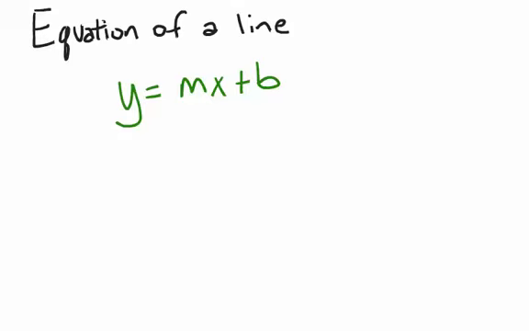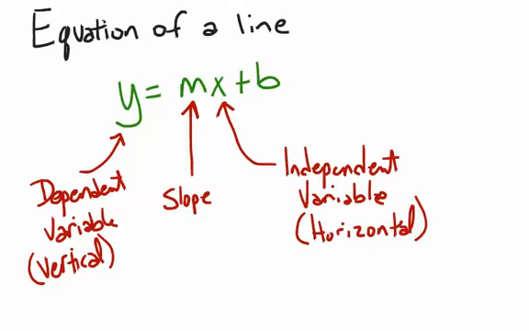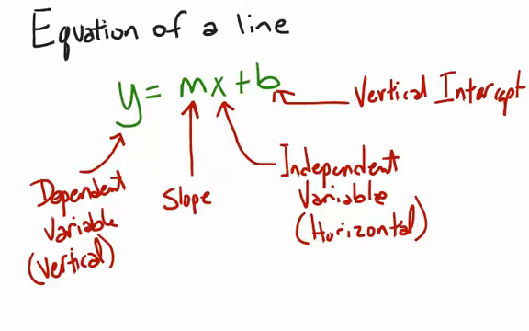In this video, we're going to learn about the equation of a line and how to find it from a graph. In math, you may have learned that the equation of a line looks like y equals mx plus b, where y represents the dependent variable, or the vertical axis variable, m is the slope of the line, x is the independent variable, or the one that is graphed on the horizontal, and b is the vertical intercept.